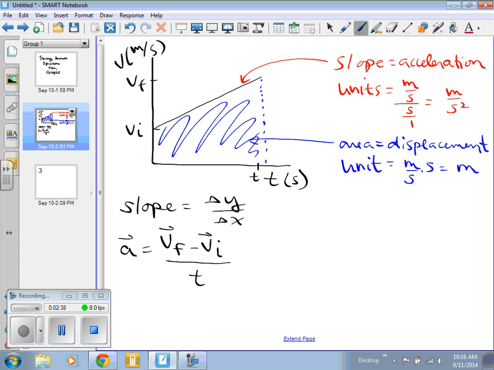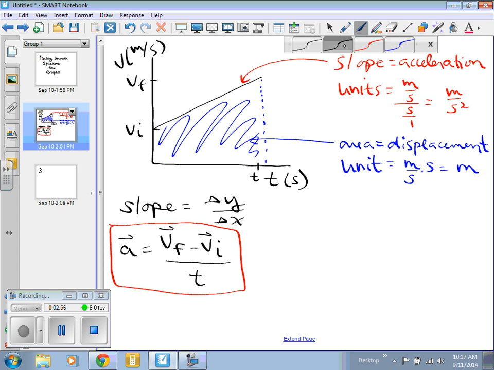And that's our equation. We put little arrows over the symbols that represent vectors. Acceleration and velocity are vectors. Time is a scalar. So this is the first of the equations we're deriving. Acceleration is final velocity minus initial velocity over time. So we can use that to represent any situation in which an object is accelerating at a constant rate.